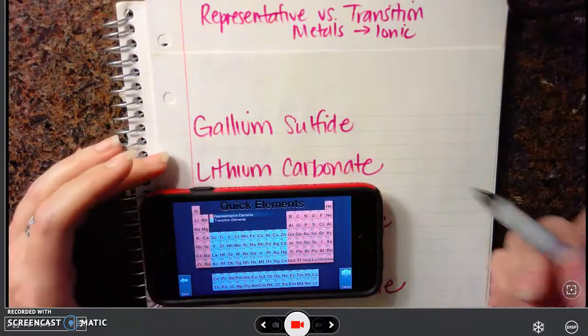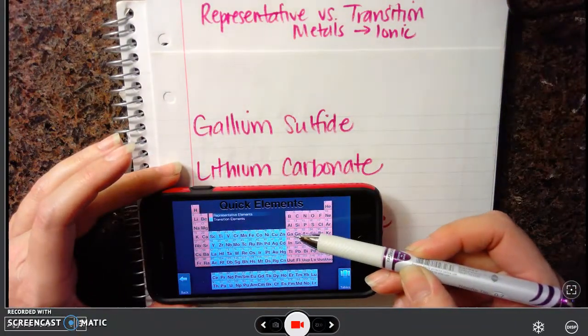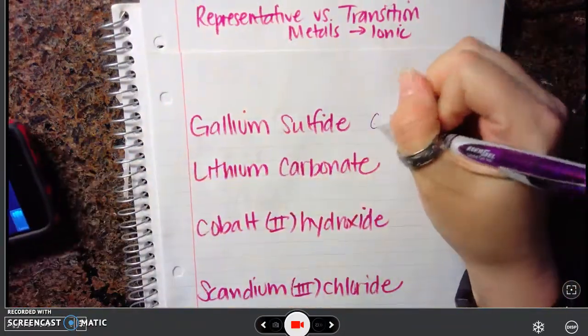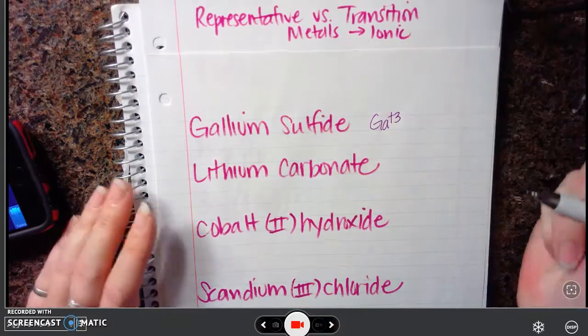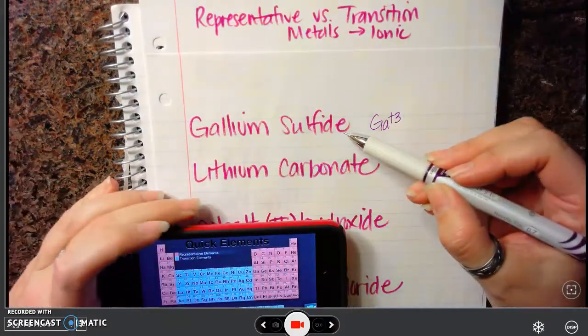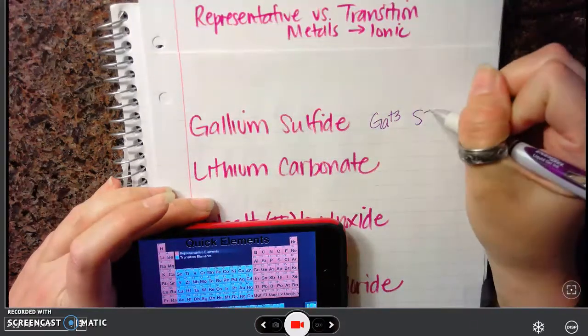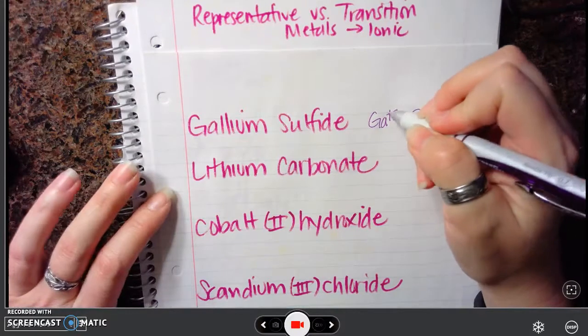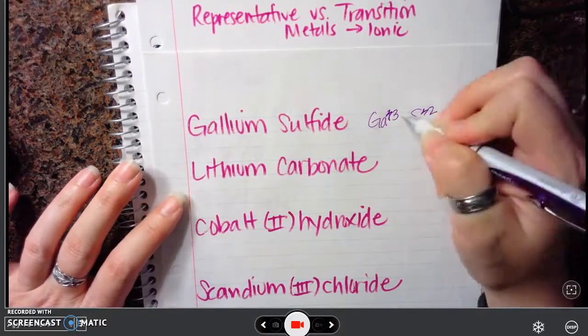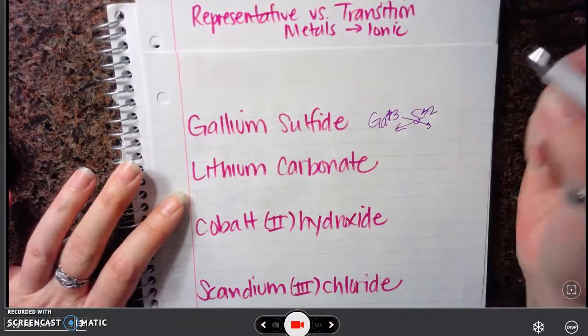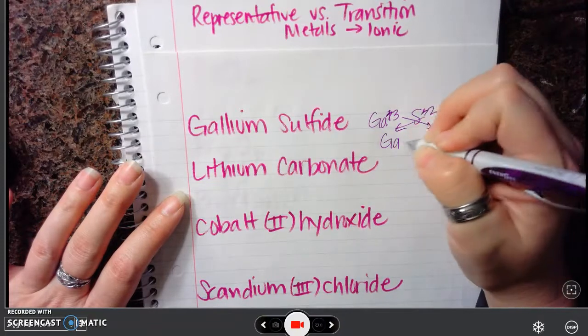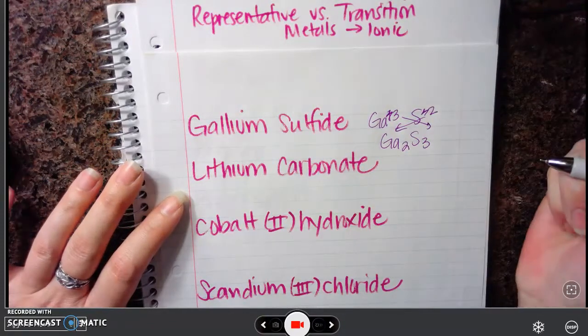The first one that I have is gallium. Gallium is here, it's a representative element. It always has a +3 charge. So we have gallium +3. Sulfide, IDE, is sulfur. Sulfur has a -2 charge. In order to swap and drop, remember the plus and the minus disappear. The 3 comes over here, the 2 comes over here, so your formula for this one is Ga2S3.